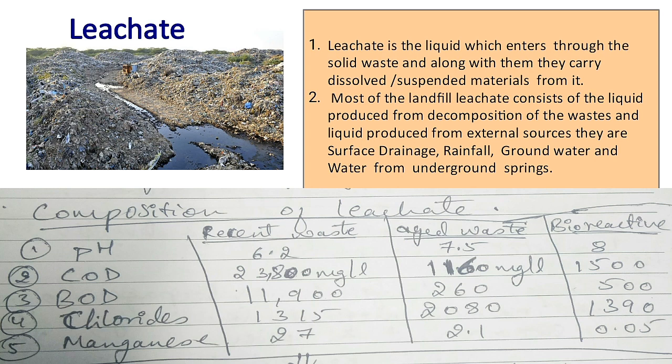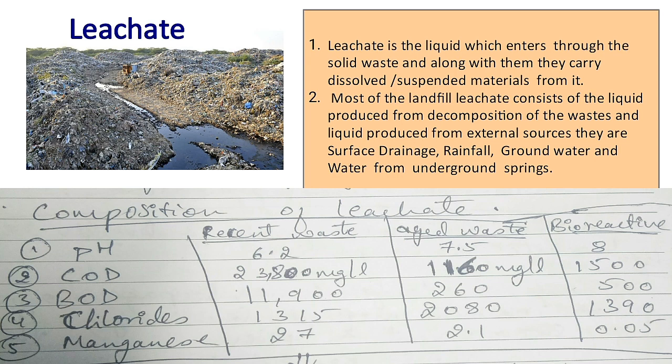And what is the main composition of the leachate? We have to know even this. It's an important factor. Okay. So in the composition of leachate, we have to know what are the main components it usually has. For example, the pH, COD, BOD, chlorides, manganese. So these are the five chemicals, right? And we have a differentiation of recent waste, aged waste, and bioreactive waste.